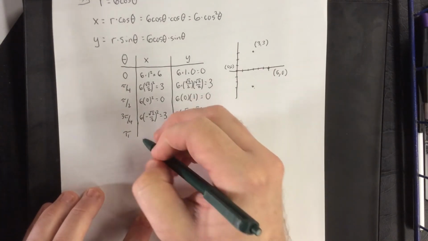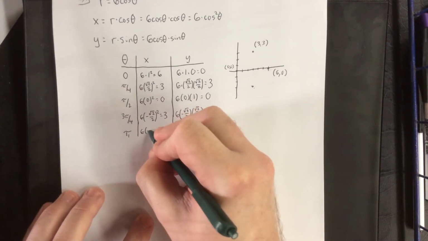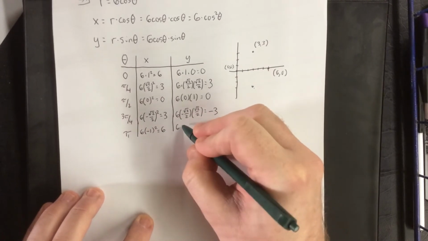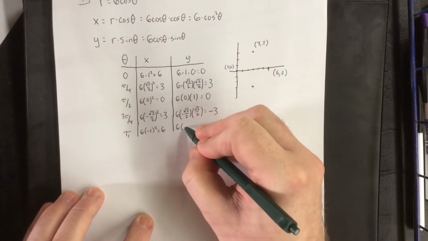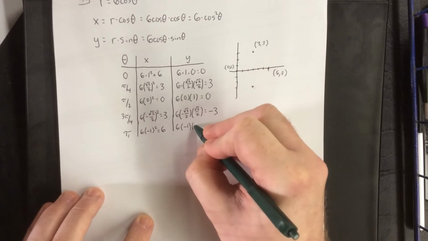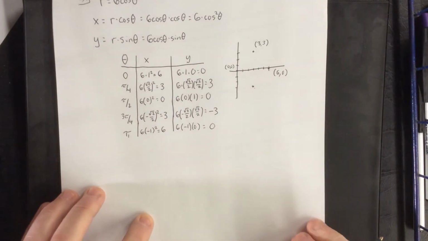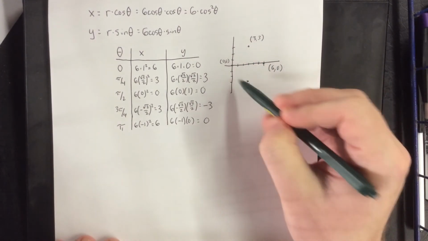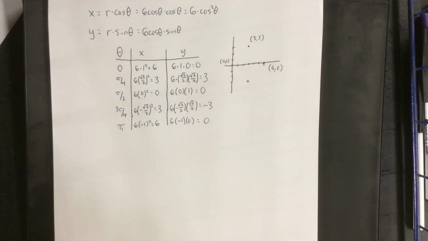And finally, up to pi, this would be 6 times cosine of pi, which is negative 1. Square it and we get 6. And for the y-coordinate, that would be 6 times cosine of pi times the sine of pi, which takes us back to 0, telling us that we're going to finish up right here. So that only gives us a little bit of a structure as far as what this thing looks like.